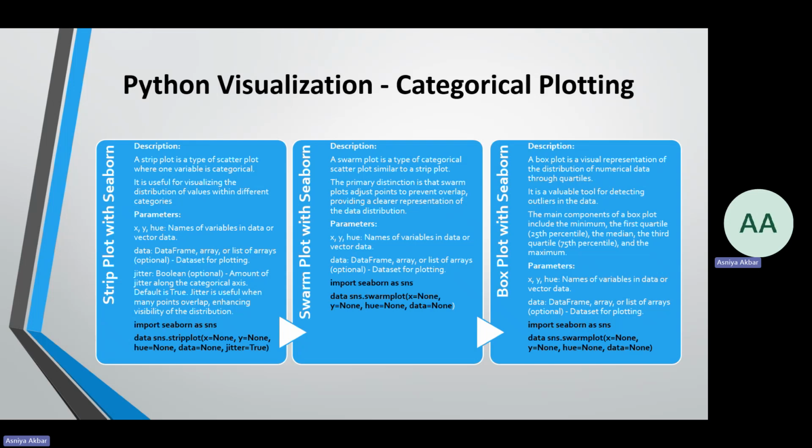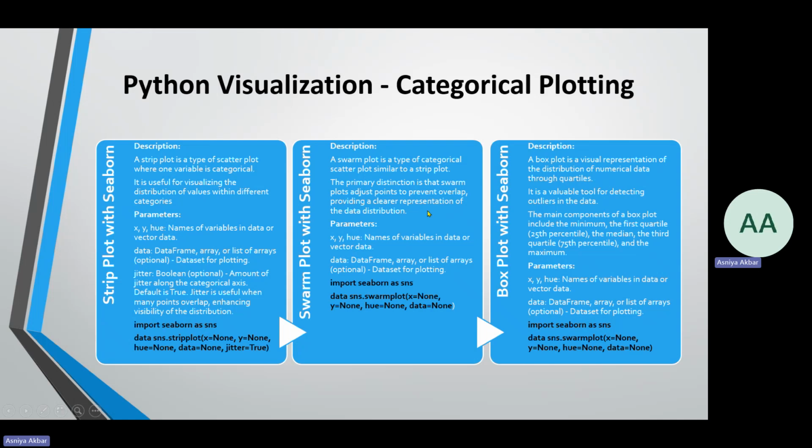They have parameters like x, y, hue, data, and jitter. x, y, hue are names of variables in the data or vector data. Data is the data frame, array, or even a list of arrays, the dataset for plotting. And jitter is a Boolean value. Jitter is useful when there are many points and you want to avoid overlapping in your plot.